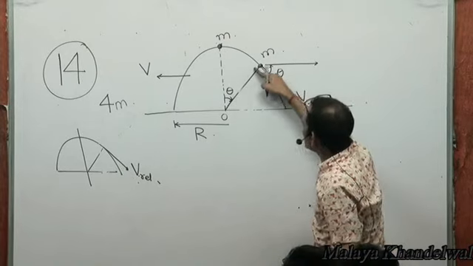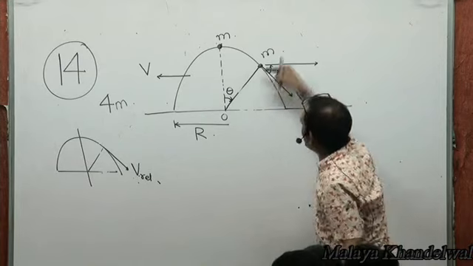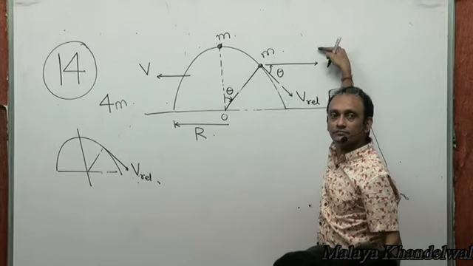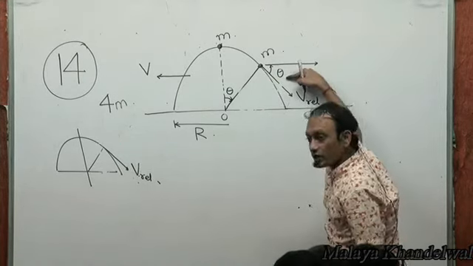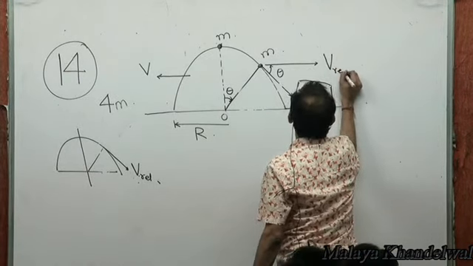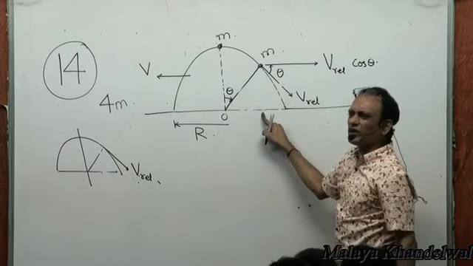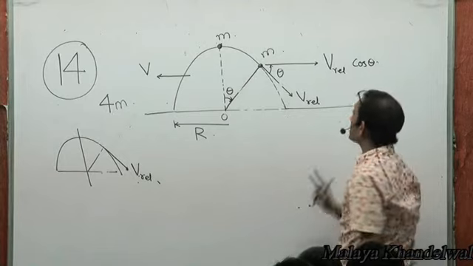If a certain line makes an angle theta with the vertical, then a line perpendicular to that line will make the same angle with the horizontal. So this angle must be theta. Now, vrel could have been resolved as vrel cos theta horizontally and vrel sin theta vertically. I don't care about the vertical component, right?